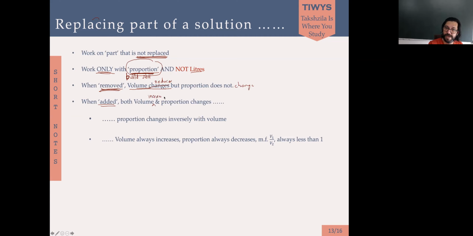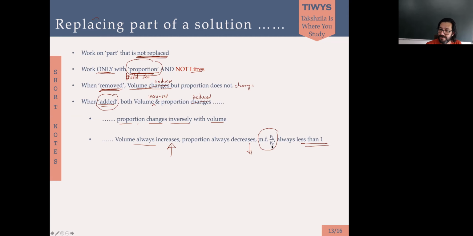The volume increases and the proportion reduces. Why? Because I'm working on the part that is not replaced. Something else is coming in. So the proportion changes inversely with volume. Since volume always increases when you're adding something, the proportion will always decrease. And I will just think that the multiplying factor is less than 1.